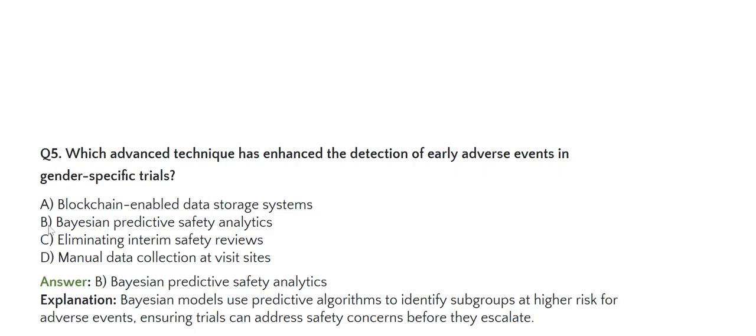So it is B, Bayesian predictive safety analytics, using both previous old data and ongoing interim observations. Bayesian models use predictive algorithms to identify subgroups at higher risk for adverse events, AEs, ensuring trials can address safety concerns before they escalate.